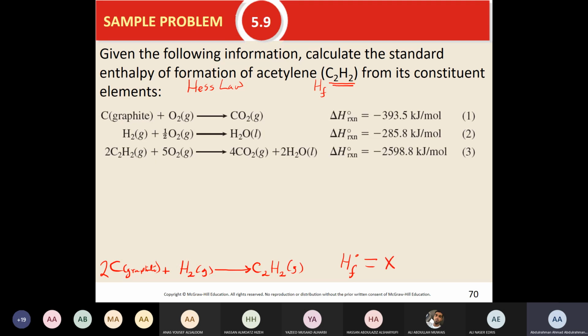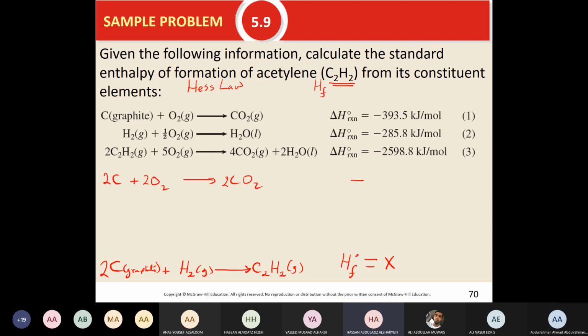What is X? What should I do with the first reaction? Multiply by 2. C plus O2 gas to give you CO2. What's the heat? 2C, 2O2, 2CO2. What's the heat? Multiply it by 2.